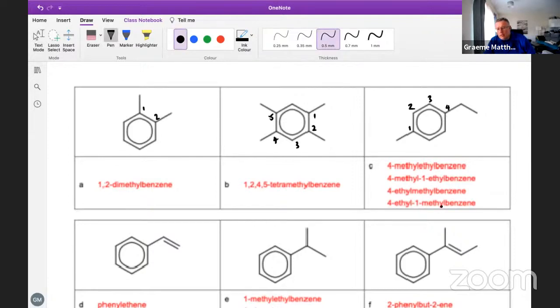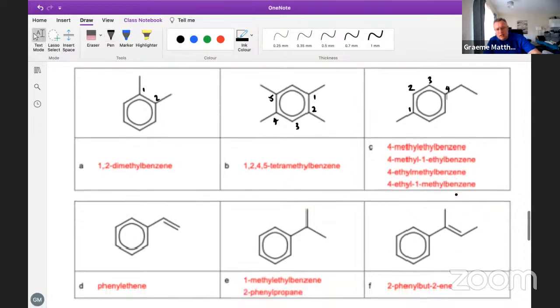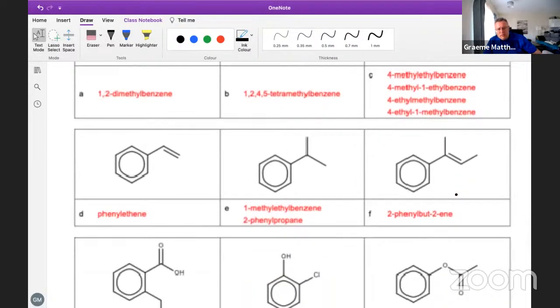Why? Well, because I'm going to list it in alphabetical order. Because the two alkyl groups, okay, it's not like there's a nitro on one side and an alcohol on the other side. So I would then just say, because they're both alkyl groups, list them in alphabetical order, 4-ethyl-1-methylbenzene. Okay. Now, D, we've done D. This is my phenylethene.